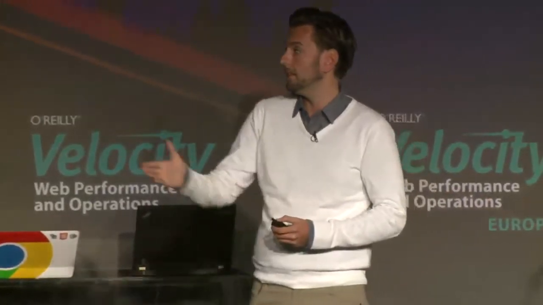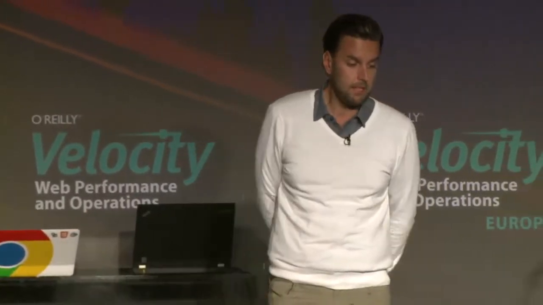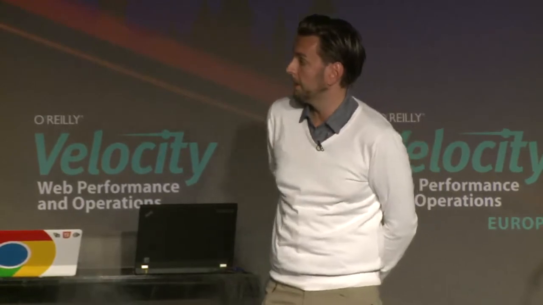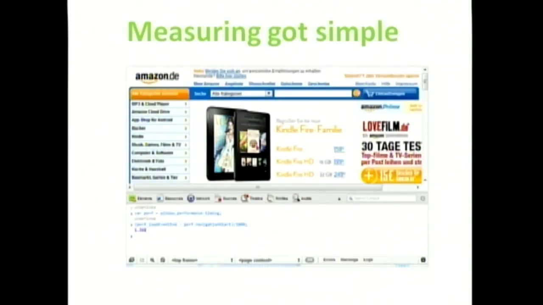At Velocity Santa Clara, this graph was shown in, I don't know, half of all the sessions. What it does is break it down into the individual pieces, and suddenly you see the whole lifecycle. You see DNS times, TCP connect times, request times. Even if you're using SSL, you see your SSL connect times, and so forth. So measuring got simple.